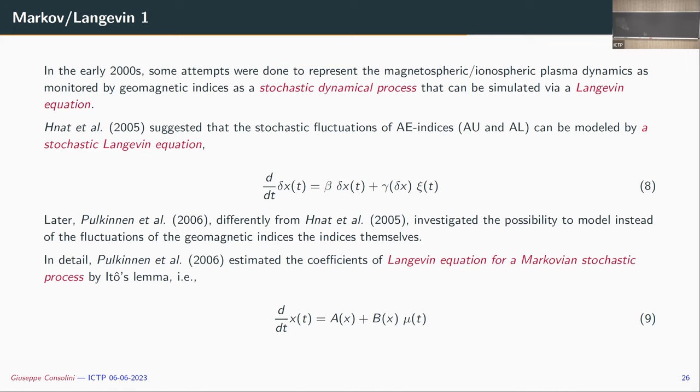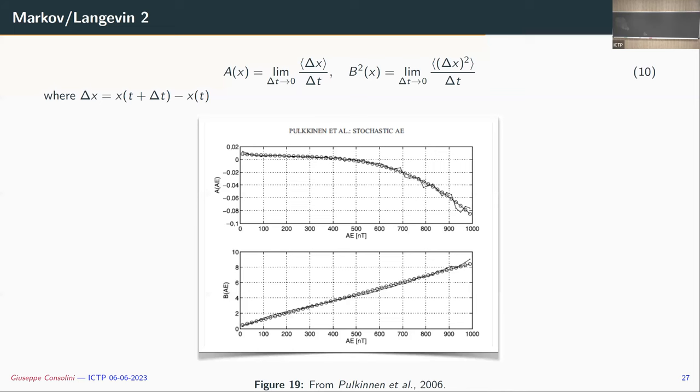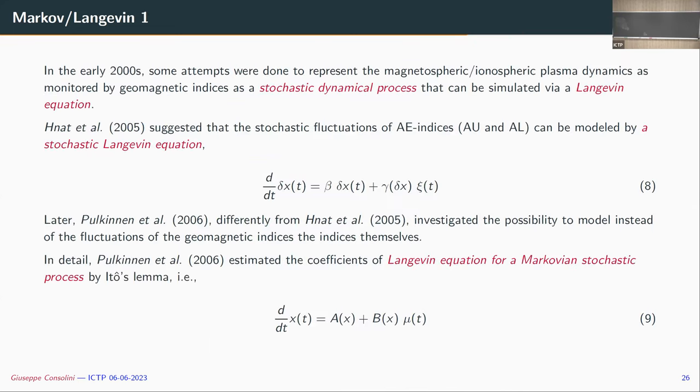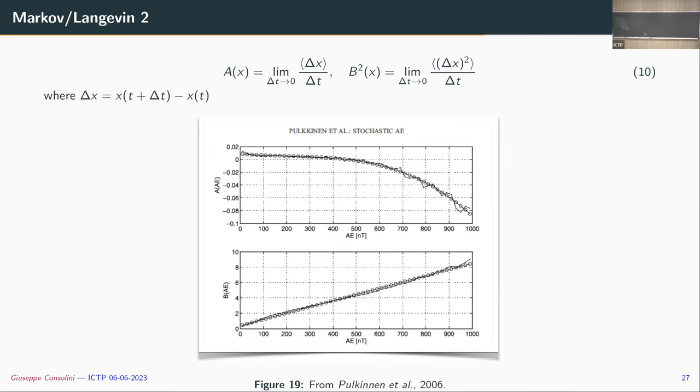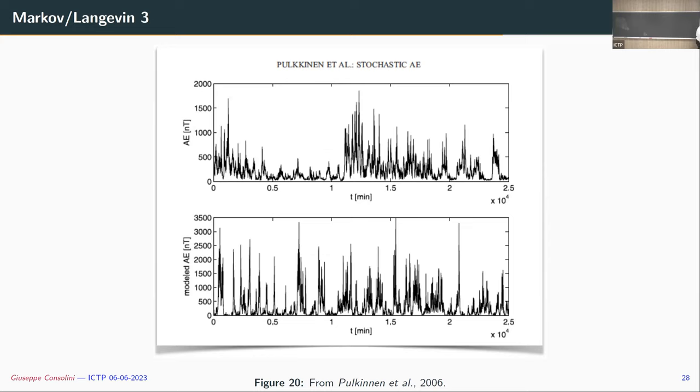So they said, okay, we would like to model, for instance, an index using a stochastic dynamical process using a Langevin equation. The first attempt was done by Nat, and they tried to predict the fluctuations, and later Pulkkinen tried to predict the dynamics itself of the index and not of the fluctuating parts. The idea is that we can compute the drift and the diffusion term. They use this very simple expression, and they computed the dependence of the drift and the diffusion term on the value of the index. But this was the prediction. So again, the results are very good. This is the real AE, and this is the modeling of AE.